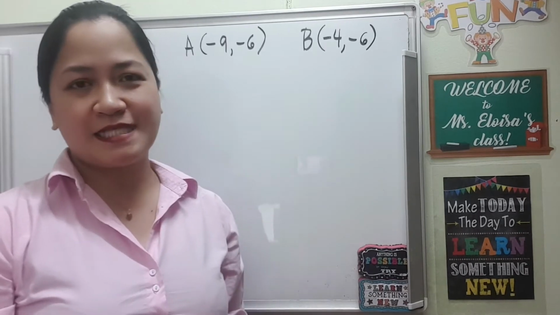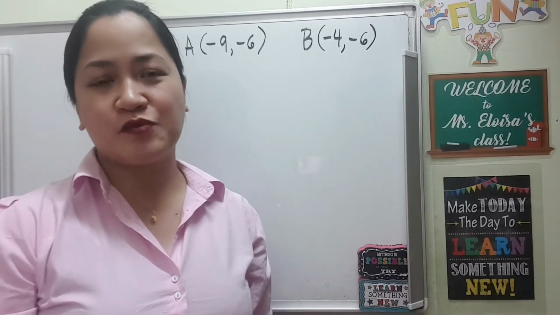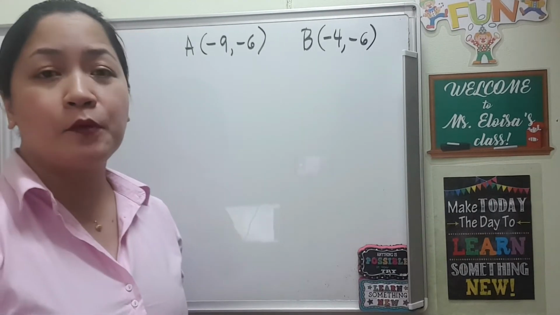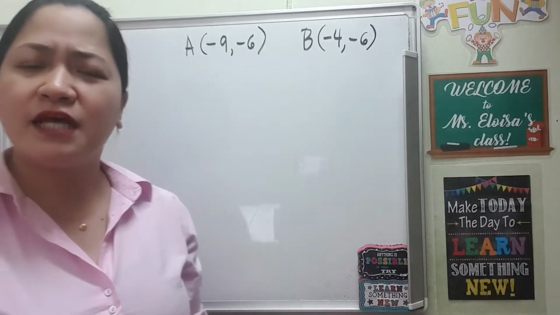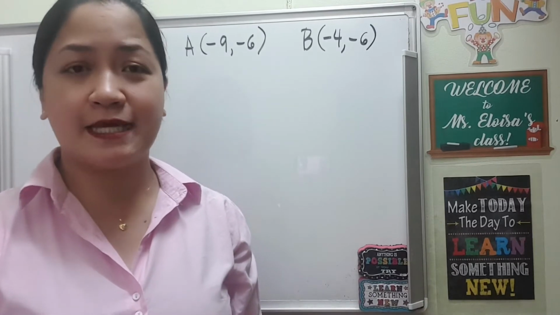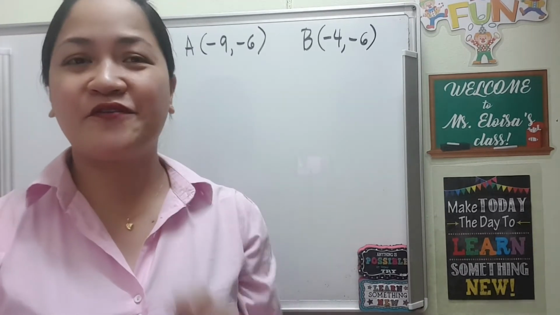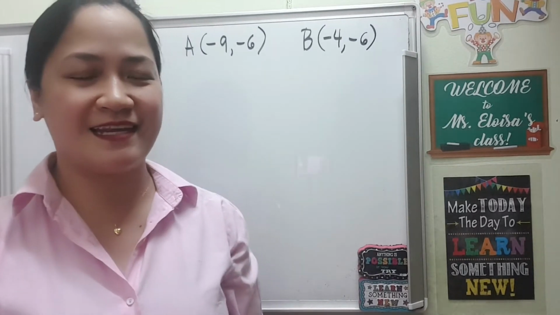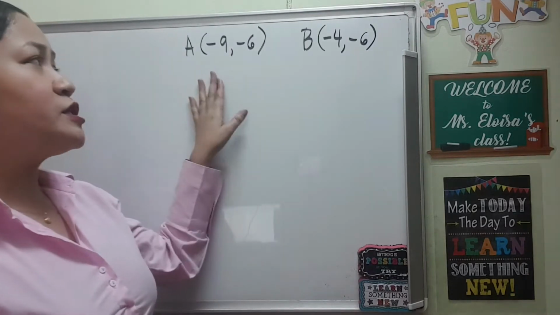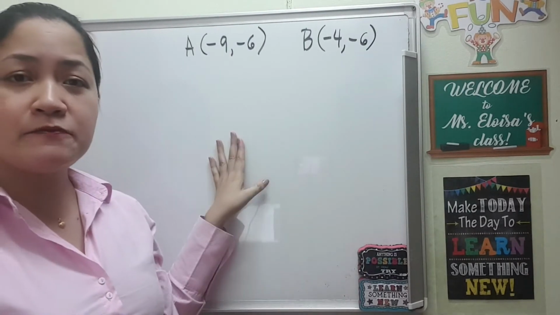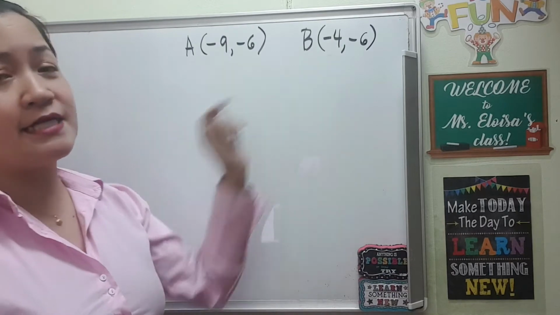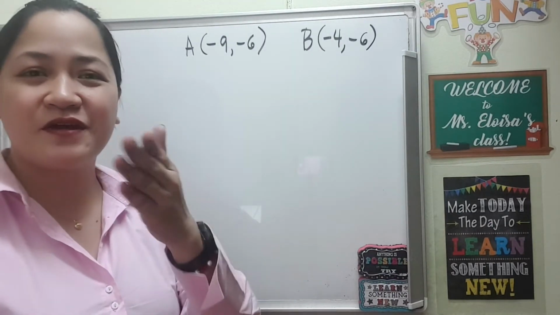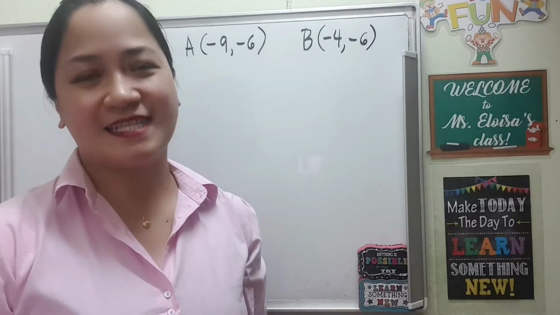Let us have another example. Check the graph on page 190. Let us find the distance between the points A and B. Now, what have you noticed first between points A and B? Yes, you're right. They are on the same quadrant, and they are both on quadrant 3. Now, which coordinates are the same between these 2 points? Are the x-coordinates the same or the y-coordinates? Very good. The y-coordinates are the same.